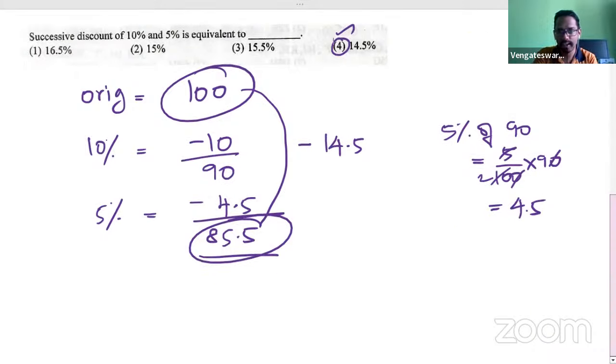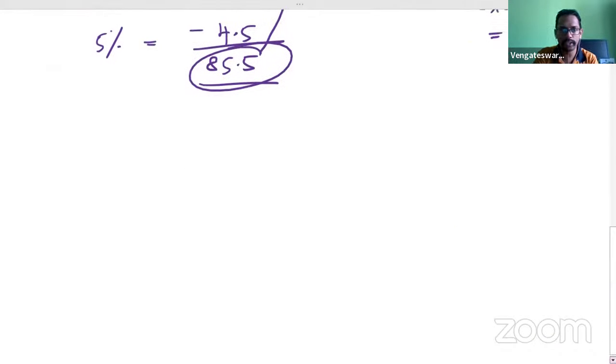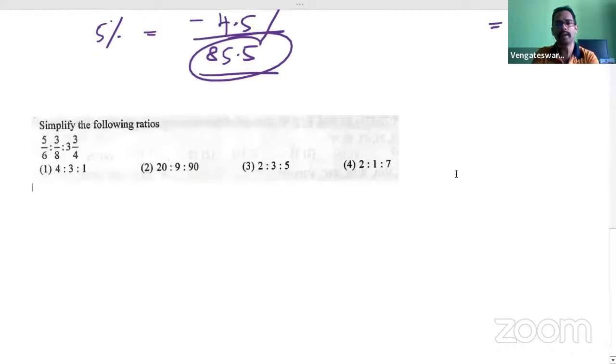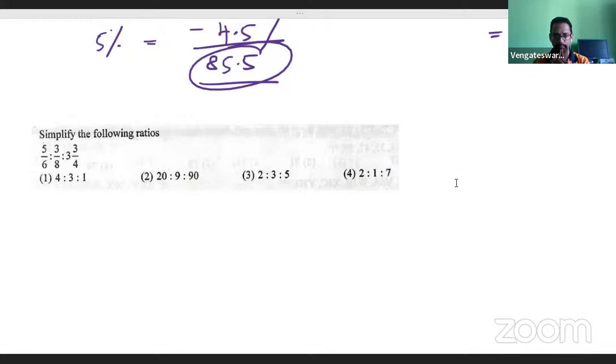Okay. Coming to the next question. I'm giving you this question. Please do a try. Yeah, come on. Simplify the given ratio. Take a minute time, solve and give your answer. Come on, this is for all of you.